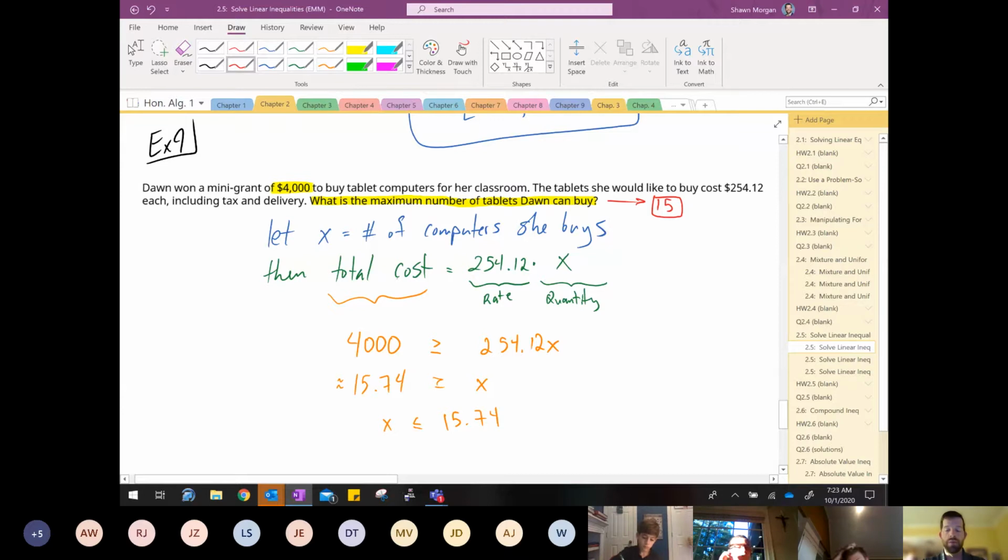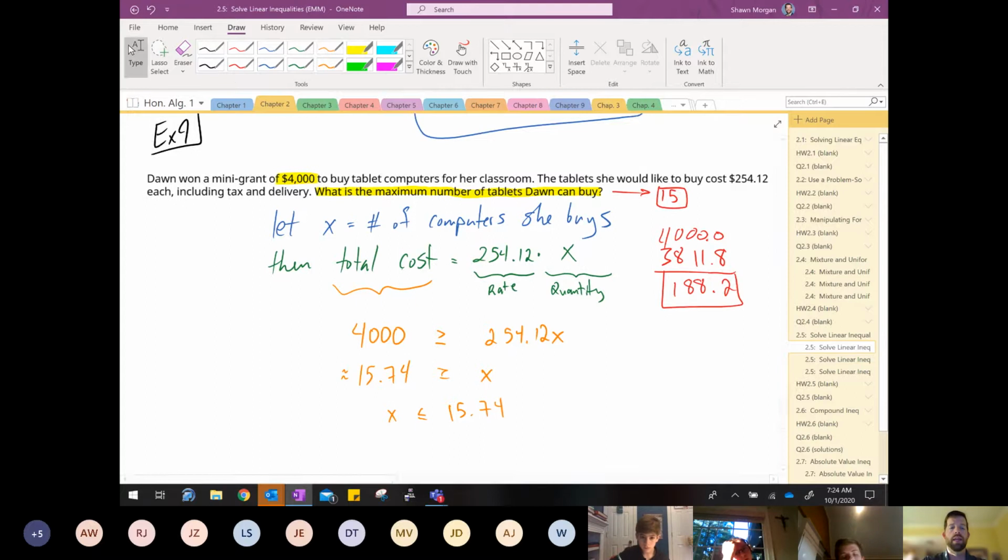Like if, for example, we said 15 times 254.12, that's 3811.8. And if we subtracted that from 4,000, we'd get 188.2 left over that she could spend on maybe something else, like some HDMI cables or something to that effect. But she can only buy 15. She can only afford to buy 15 of these tablets. She can't buy 16 or else it would be more than 4,000. You guys understand how that works, word problems wise? Okay, let's look at another one.